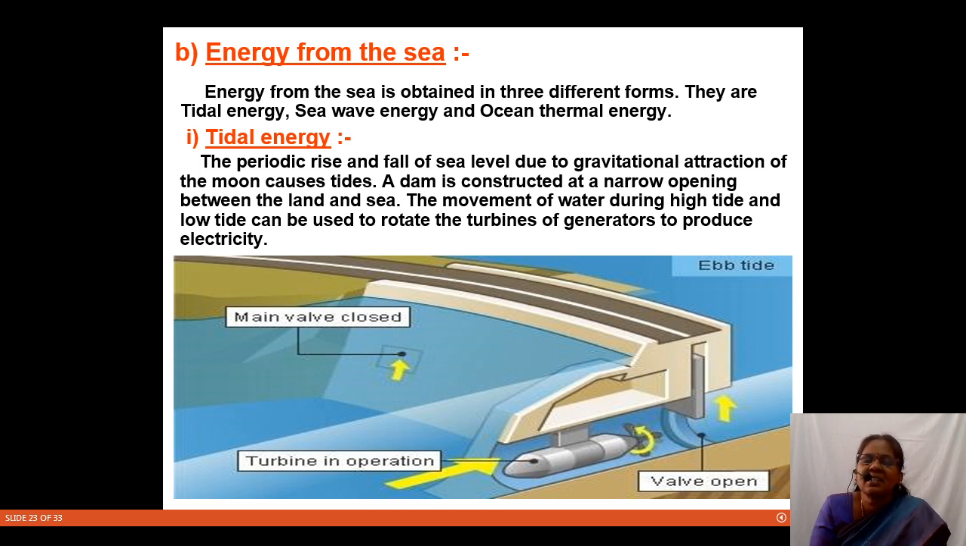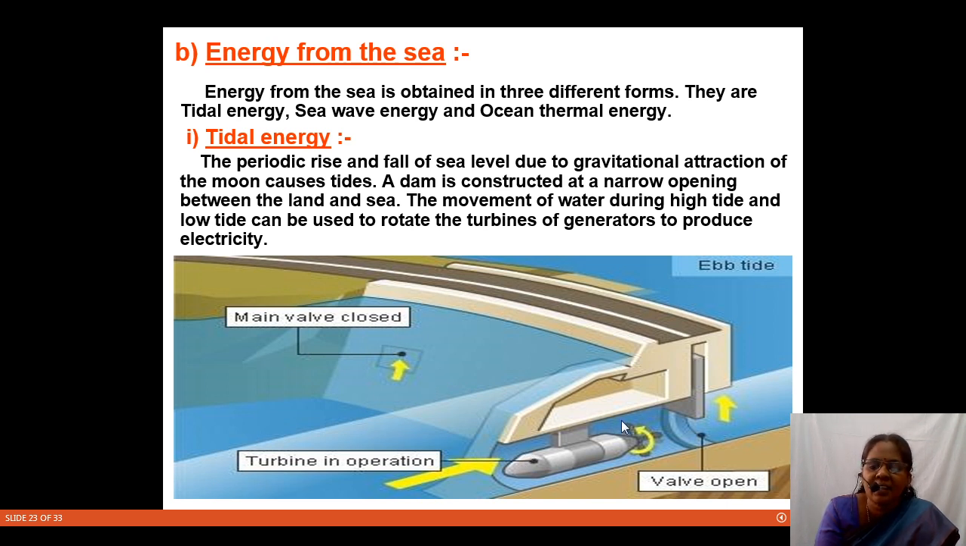The dam is constructed at a narrow opening between the land and the sea. One small dam is constructed there. This is also a schematic diagram, children. So here one small dam is constructed at a narrow opening between land and sea. The movement of water during the high tide and low tide can be used to rotate the turbines of a generator to produce electricity.